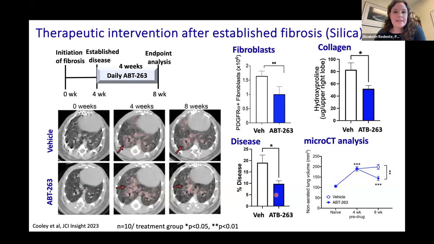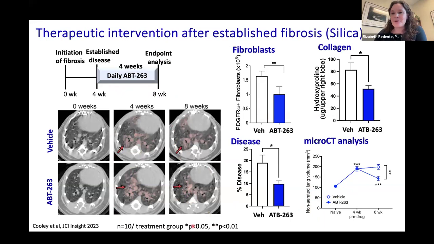Additionally, we repeated these studies in a second model looking at silica. So again, we initiated fibrosis. We waited 4 weeks for disease to become established. Here are representative microCT scans showing, again, overlaid in red, the amount of fibrosis that was present when we started our therapeutic intervention. Again, mice received ABT-263 daily for 4 weeks, and then we had an endpoint analysis at 8 weeks. Similar to the previous slide and the previous model, we were able to show a significant reduction in disease, our number of fibroblasts, reduction in collagen, and a restoration of non-aerated lung volume with this therapeutic strategy.